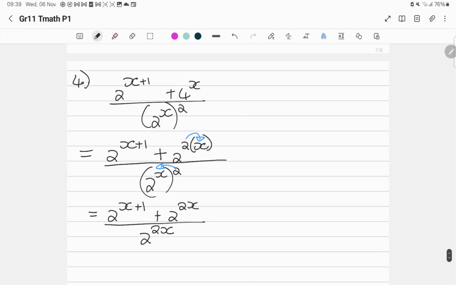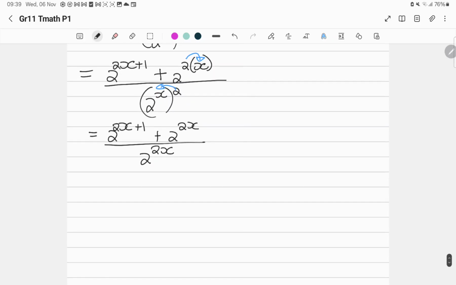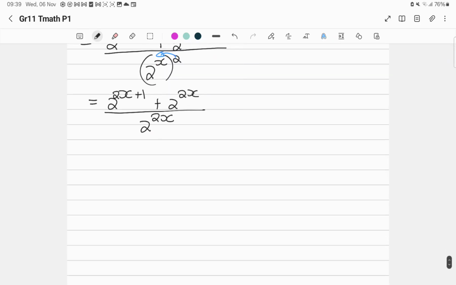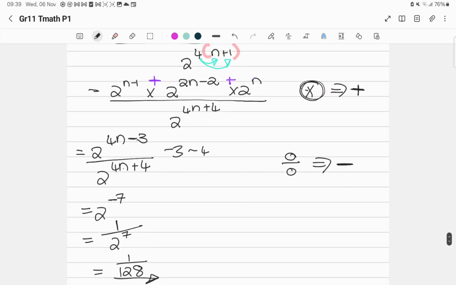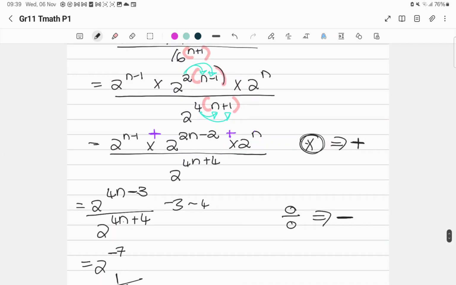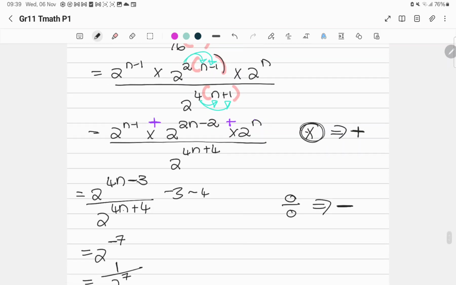Okay, just quickly make a correction for me on this question. This has to be 2 to the power of 2x plus 1. I wrote it down incorrectly. Okay, so 2 to the power of 2x. Alright, now I get to this point. Now obviously in my previous question, I had multiplication signs in between. So I knew I could add.